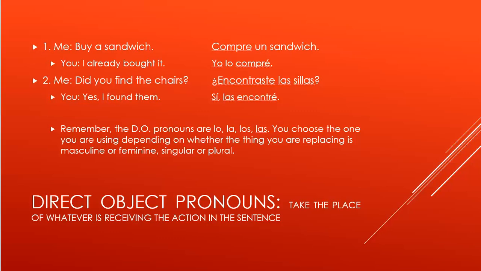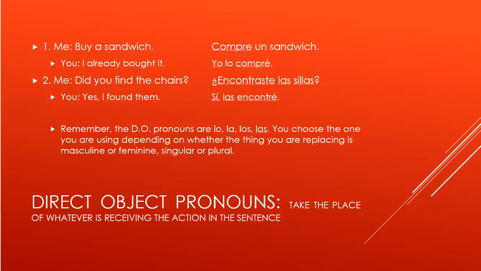Alright, direct object pronouns are the pronouns that take the place of whatever is receiving the action in the sentence. Okay, so take a look at the dialogue above. I say, buy a sandwich, which in Spanish would be compré un sándwich. And you say, I already bought it, because you don't want to repeat the word sandwich. You don't want to say, I already bought the sandwich. You want to say, I already bought it. So then you would say, yo lo compré. I already bought it. Okay, so the lo in this case is taking the place of the sandwich, basically meaning it.